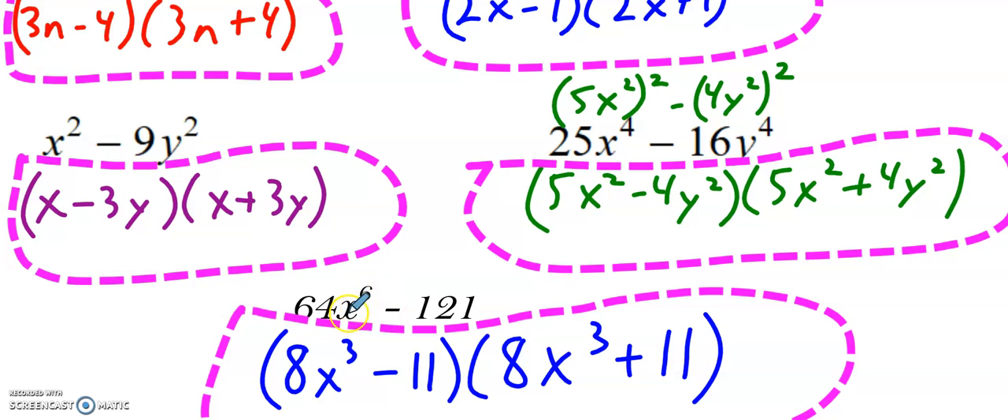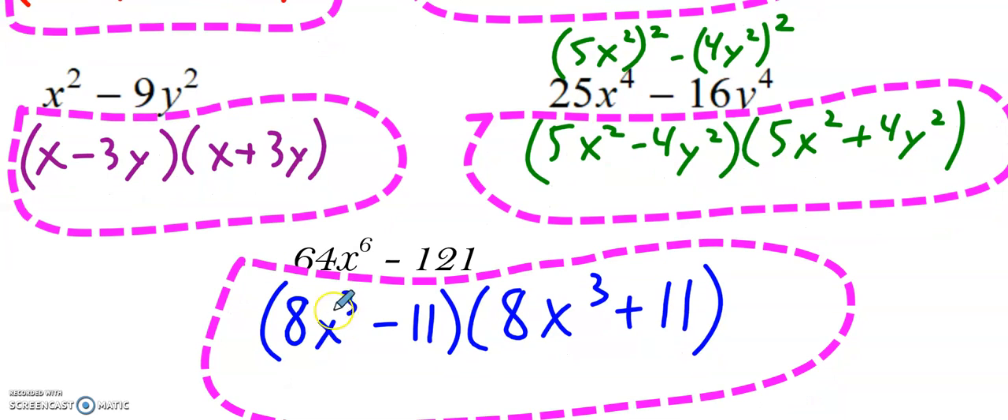Here, stepping it up one more notch, I have x to the sixth. So that is going to factor into 8x to the third minus 11 and 8x to the third plus 11. So 11 times 11 is 121. X to the third times x to the third is x to the sixth. And 8 times 8 is 64.